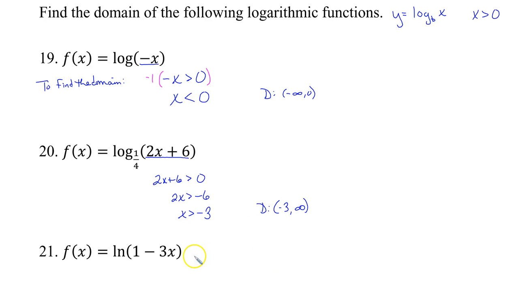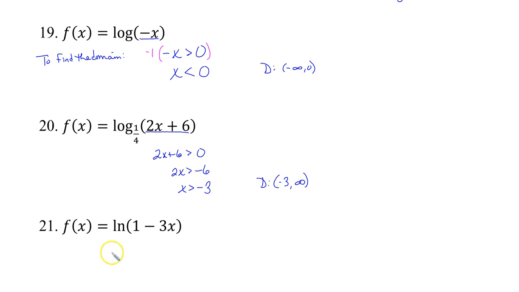Okay? The last one of these for our domain is the natural log of 1 minus 3x. Again, my base is e, but that does not affect my domain. So I'm going to take the expression in here, 1 minus 3x, and I'm going to set it greater than 0. I'm going to solve this inequality. Negative 3x is greater than negative 1. Let's move over here. Negative 3x greater than negative 1.